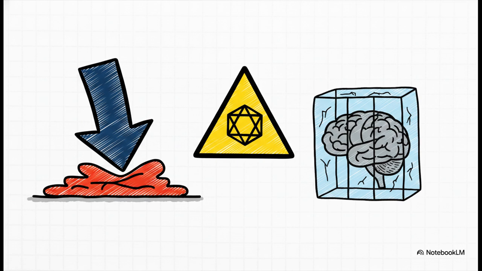But a quick word of caution here. A loss equal to exactly 0 isn't really a victory. In fact, it usually points to a dangerous problem called overfitting, where the model has basically just memorized the training data and is going to fail completely when you show it new, unseen information.